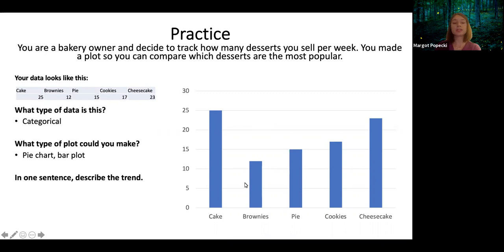Now in one sentence, describe the trend. Well, I noticed that cake, closely followed by cheesecake, are the most popular desserts. Brownies are not quite as popular. How can I improve this plot? Well, say the baker wants to write up a report so that in the future they can look back on this and know what was most popular.